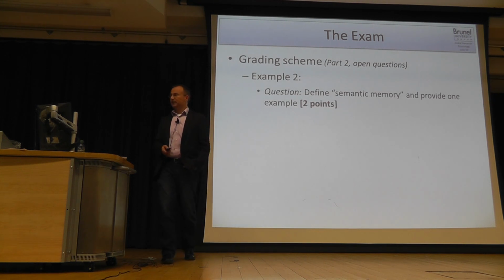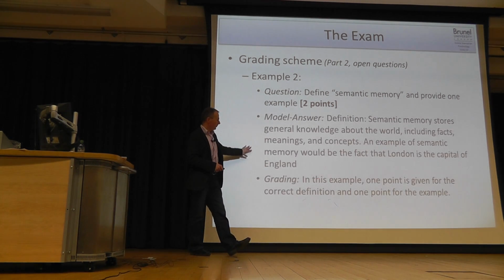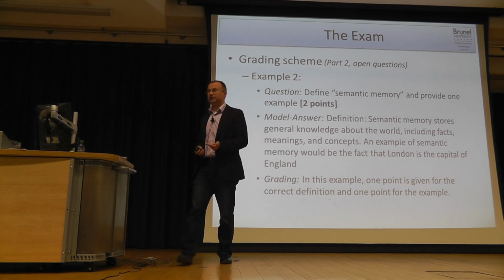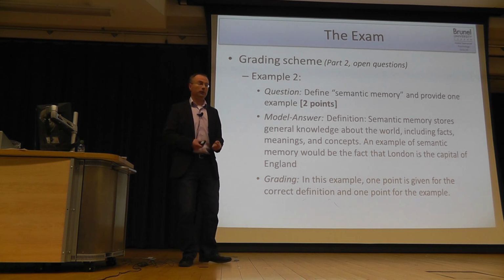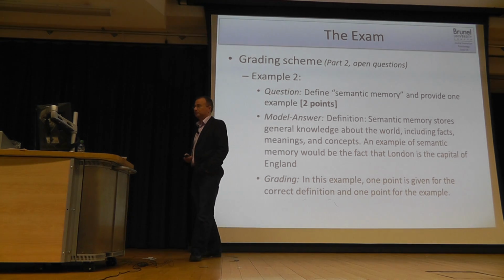Another example: define semantic memory and provide 1 example. That was the model answer we have seen. So 1 point is given for the correct definition and 1 point is given for a suitable example. So if you only have the definition, you get 1 point. If you only have the example, you get another one.